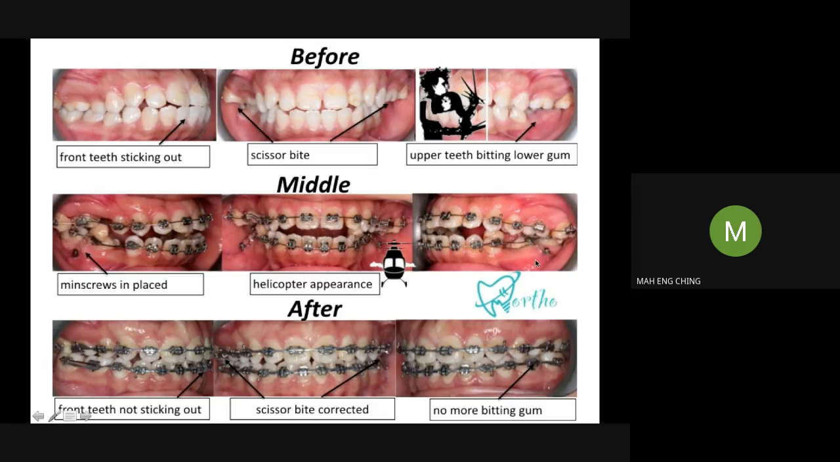You see in this case, I use a mini screw on the lower and at the upper also. Upper and lower using mini screws. Why do I use mini screws? Because I need to intrude the molar before I correct the scissor bite. Because the scissor bite is locked behind the upper molar.